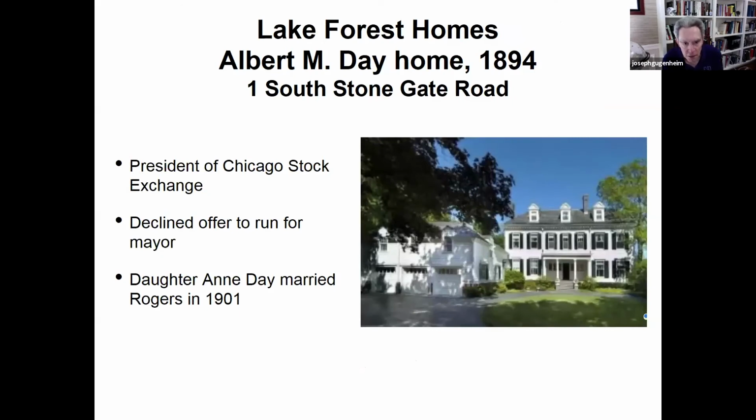Rogers also designed this home for Albert M. Day in 1894, located on a bluff in Lake Forest just north of Fort Sheridan. Albert Day was president of the Chicago Stock Exchange. Several Chicagoans tried to get Day to run for mayor of Chicago, but he declined the offer. Day must have liked the house because he allowed his daughter Anne to marry the architect Rogers in 1901. This house is still standing. Next.